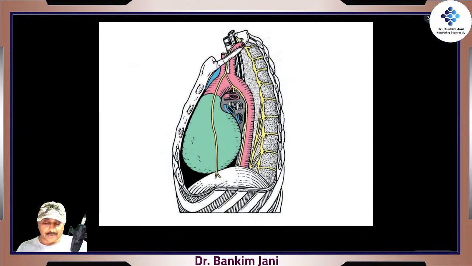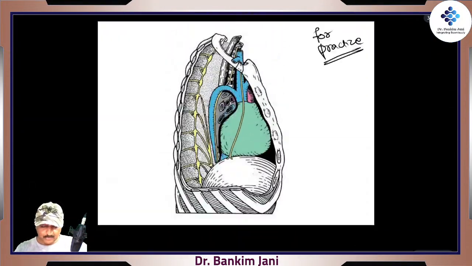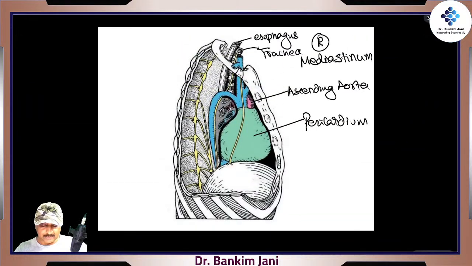So on the right side, once again, what we are watching is the vena cava. This one, I just changed the color. This one is the superior vena cava. It is the superior vena cava which enters into the right atrium. So this would be the right atrium, and the right ventricle. But right now everything is covered by the pericardium.